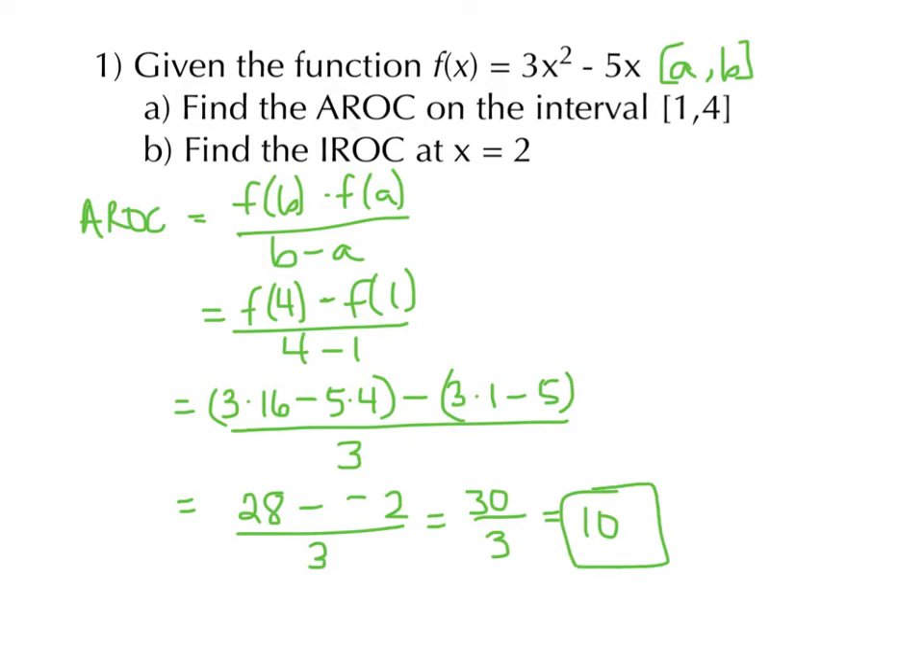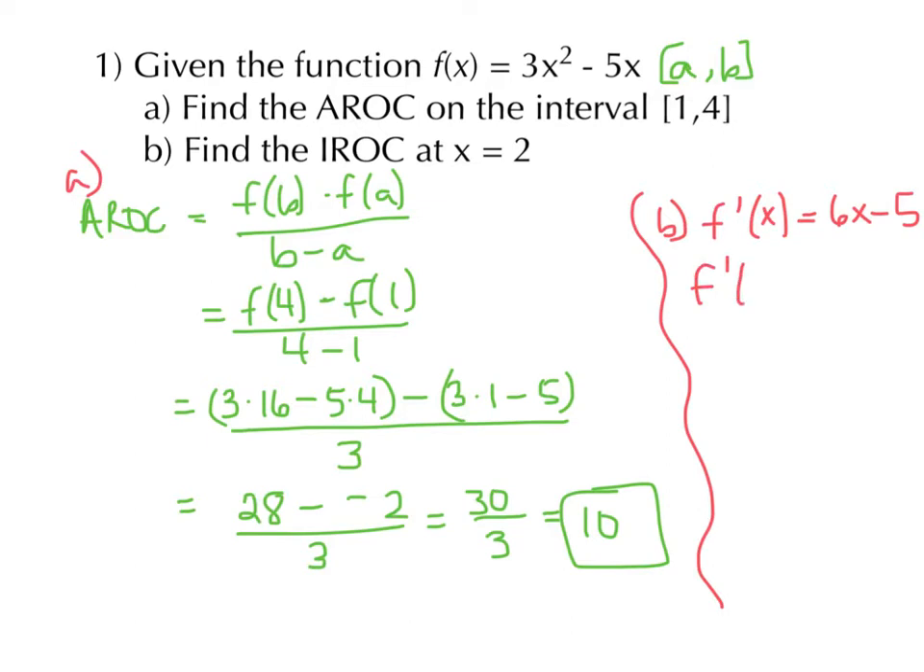Okay, the second part wants us to find the IROC, the instantaneous rate of change, at x equals 2. So that means we're going to actually do the derivative of the function at 2. Like I said, what we've been doing all along. So we first need to find f prime of x, and that's just going to be 6x minus 5. And then f prime of 2 is 6 times 2 minus 5, so 12 minus 5 would be 7. So the instantaneous rate of change, the actual slope at 2, is 7.